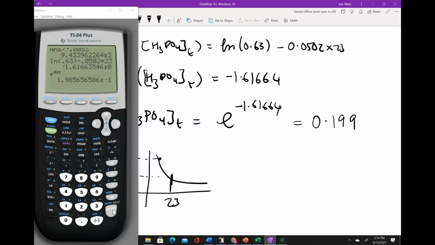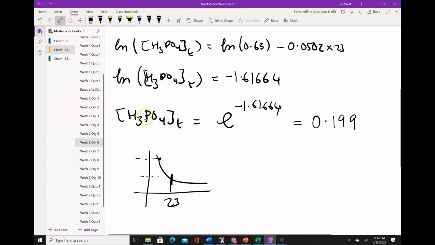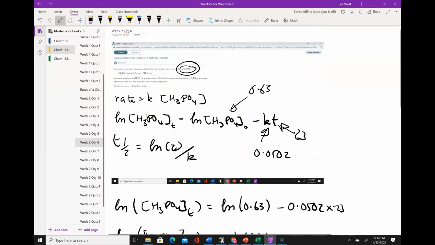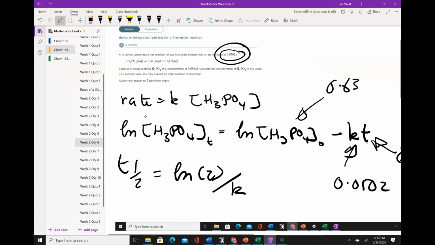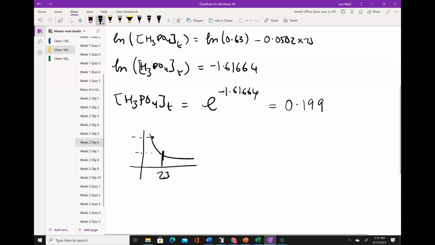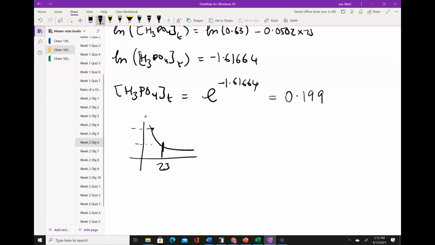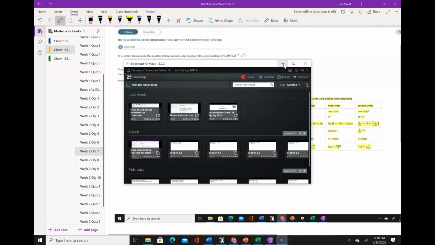And we'll figure out all the units and the sig figs now. So the units are going to be molarity, and we need to give our answer to 2 significant figures. So 0.199 to 2 significant figures would be 0.20 molarity. And that makes sense because it's a smaller amount than 0.63, right? So that's cool. I'm happy with that one.